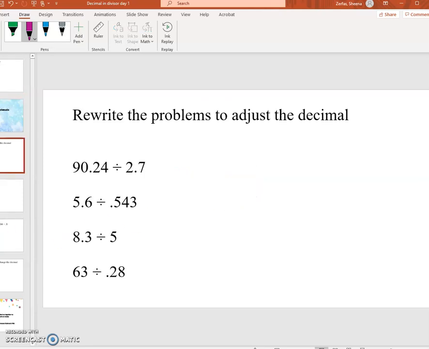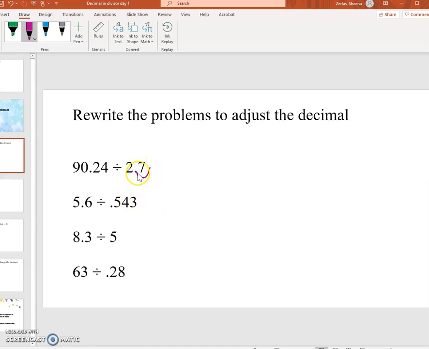We're going to look at some examples of when we need to adjust the decimal in the problem here on this slide. In the first problem, you see we have a decimal in the dividend and in the divisor. When there's a decimal in the divisor, we need to shift the decimal to turn this into a whole number. So I'm just moving it like this.